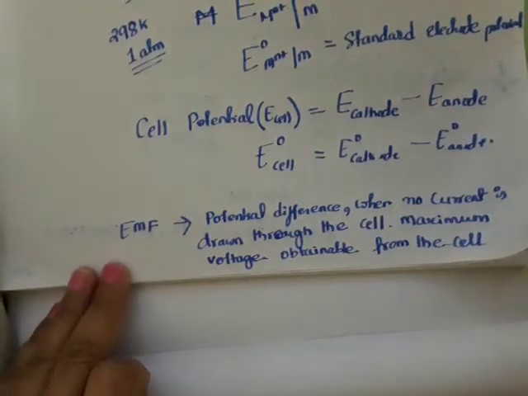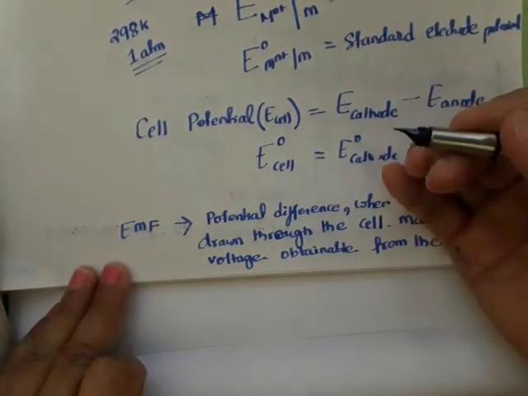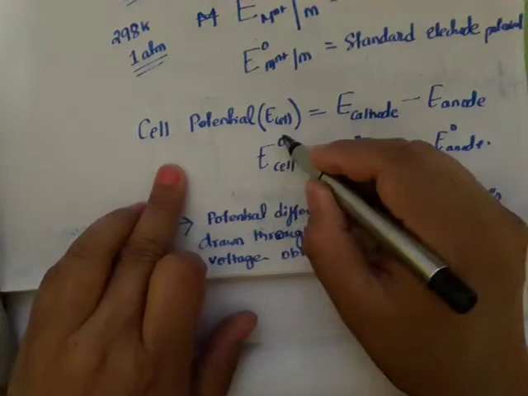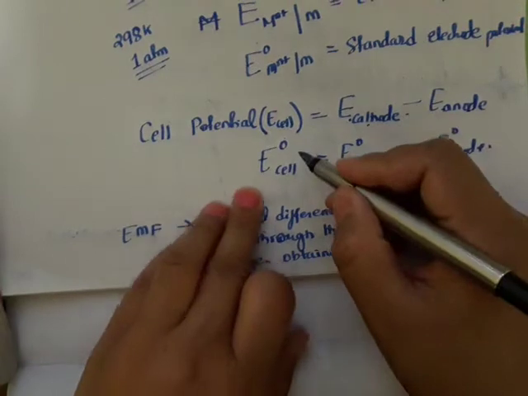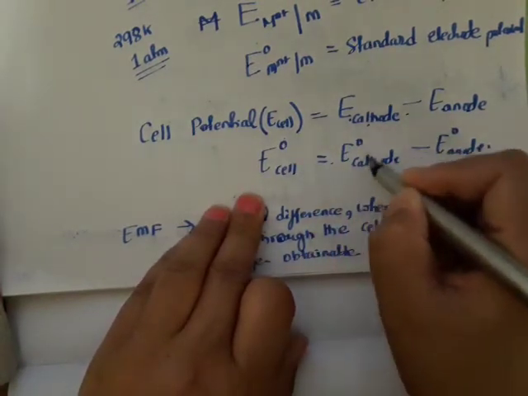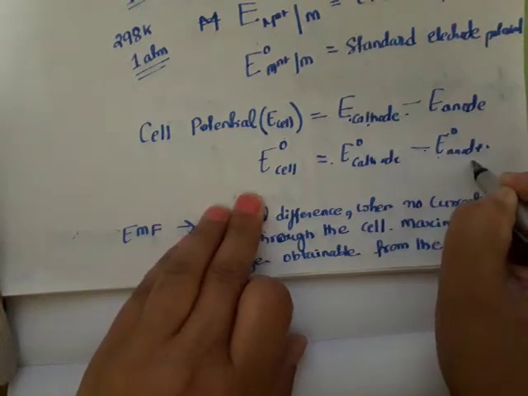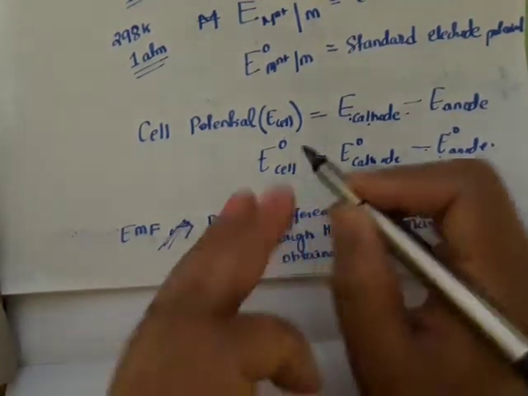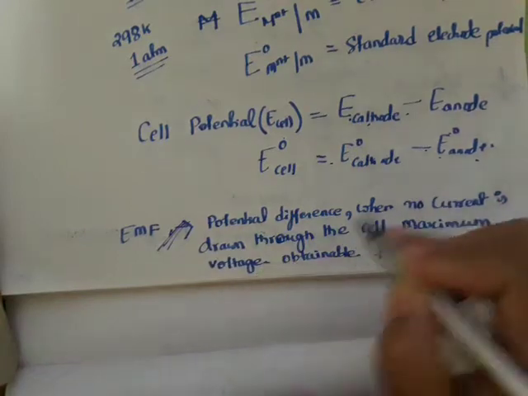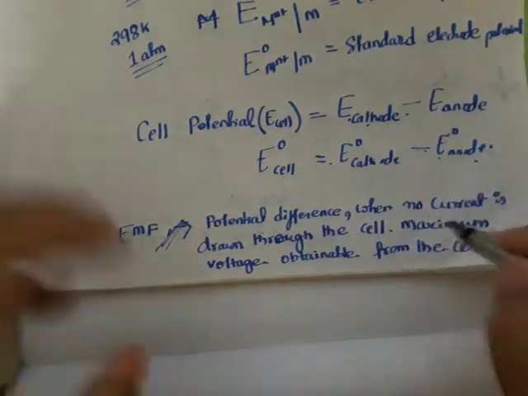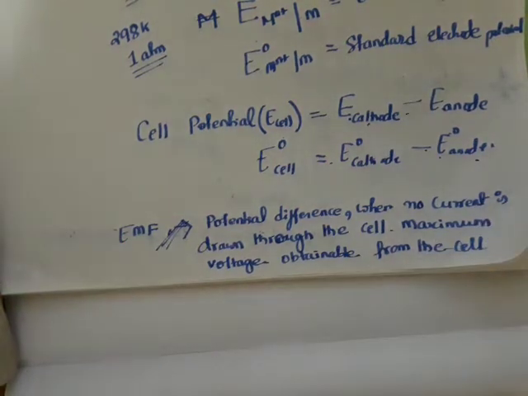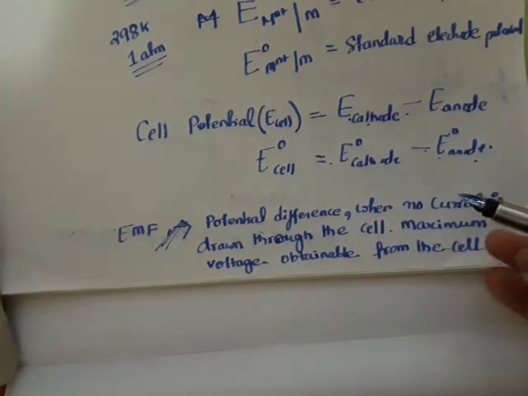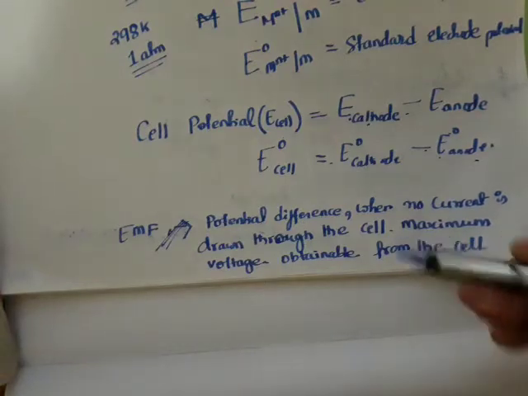Now EMF is the potential difference between the two electrodes. So we can write cell potential as E cathode minus E anode, the difference of the two electrodes, and the standard one will be E naught cell equal to E naught cathode minus E naught anode. Now EMF, again, is the potential difference when there is no current flowing through the cell. This is the maximum voltage that is obtainable from the cell, and it depends on the nature of the metal and its ion, the concentration of ions in the solution, and the temperature.